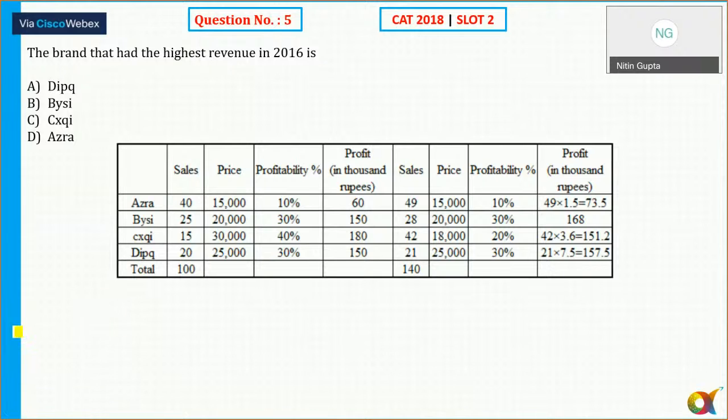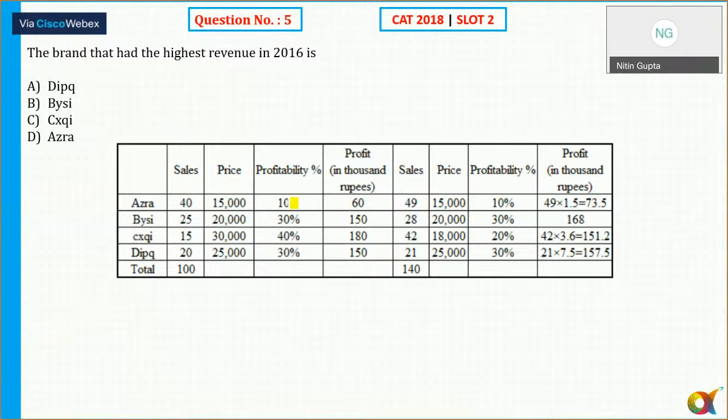Tanya, Sanjana, Nikita, Ayush, Santosh, all of you. So the question is: the brand that had the highest revenue in 2016 is. So which brand has got the highest revenue in 2016? That is what I need to calculate here.